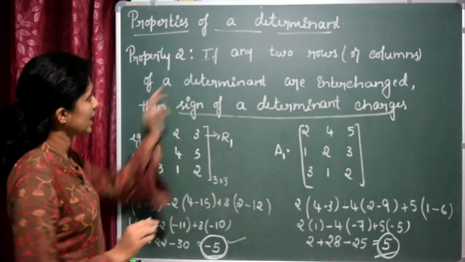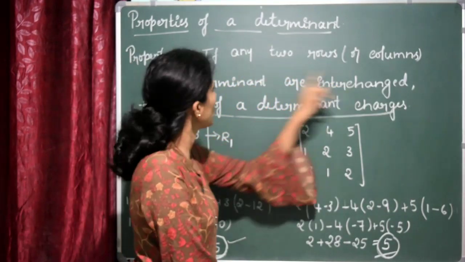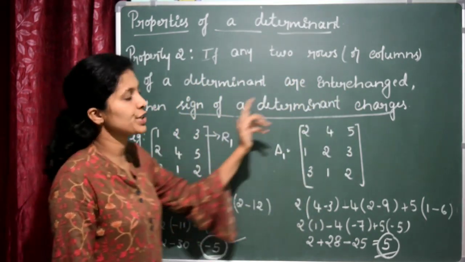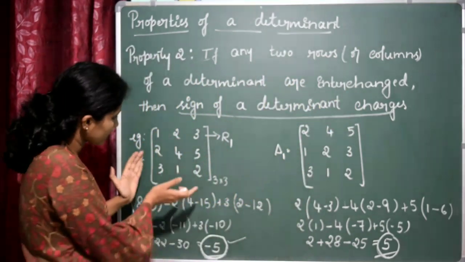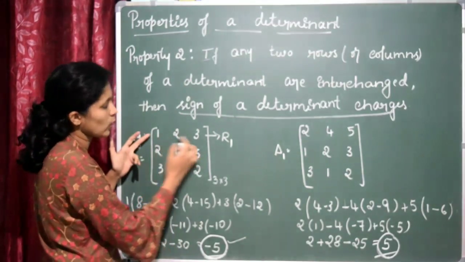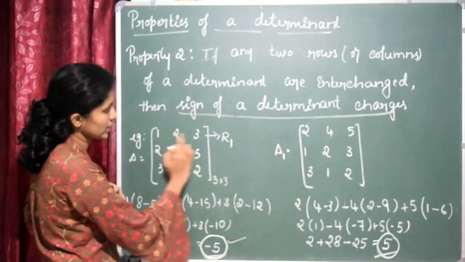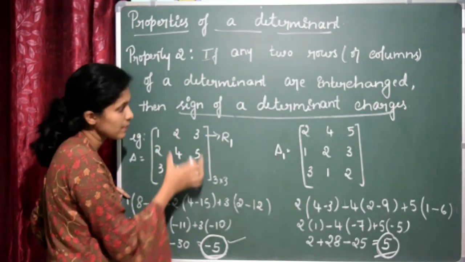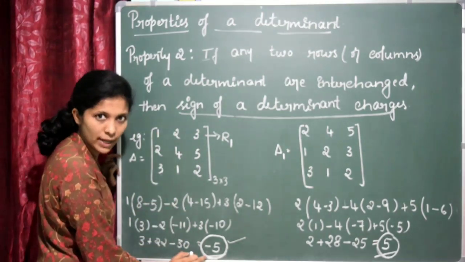Second property says that if any two rows or columns of a determinant are interchanged, then the sign of the determinant changes. Here we have considered one example. This is a 3 by 3 matrix. And I have expanded along the first row, that is 1 into delete first row and first column. You know how to find the determinant of this matrix, right? Determinant of this one I got as -5.